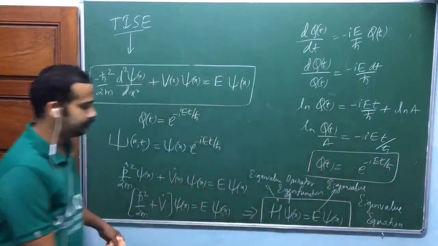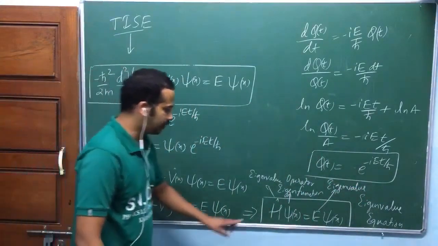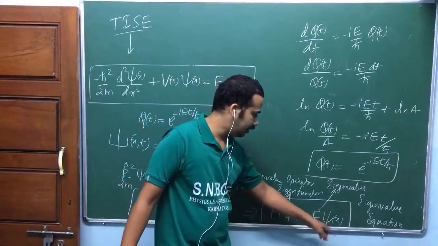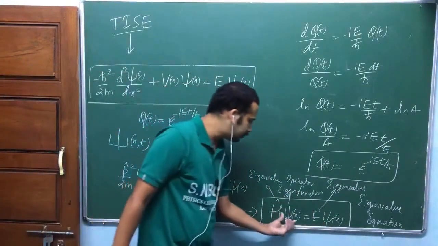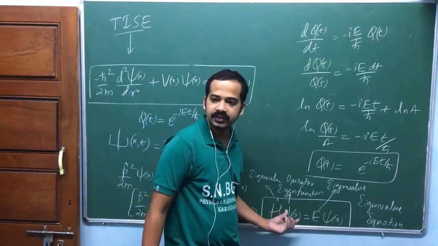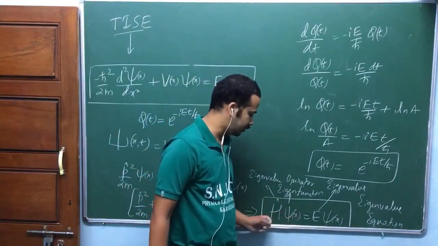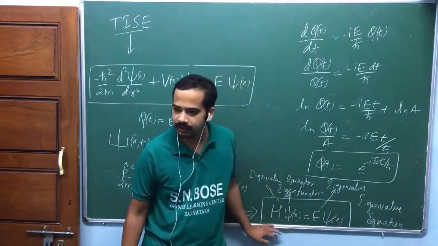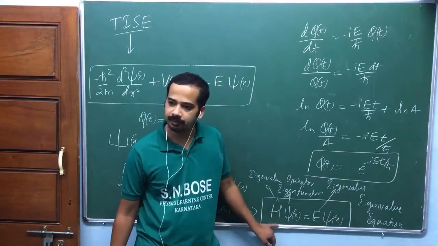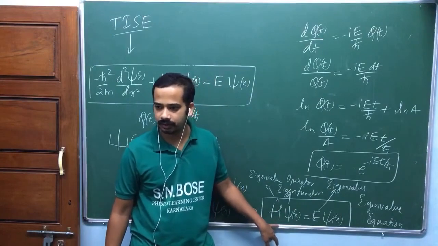Can you write this down? Operator, eigenfunction, eigenvalue. That's why sometimes I call this psi of x an eigenstate of the Hamiltonian, an eigenstate of energy, because the Hamiltonian represents energy here. Energy is represented by the Hamiltonian operator here. Is that okay?